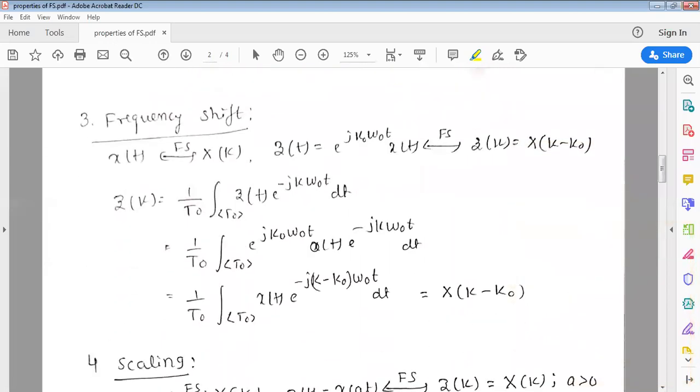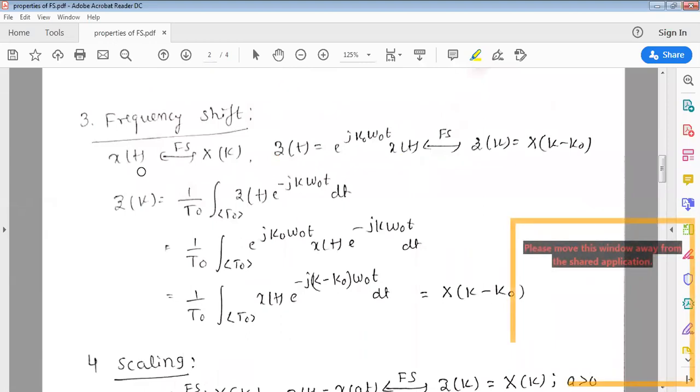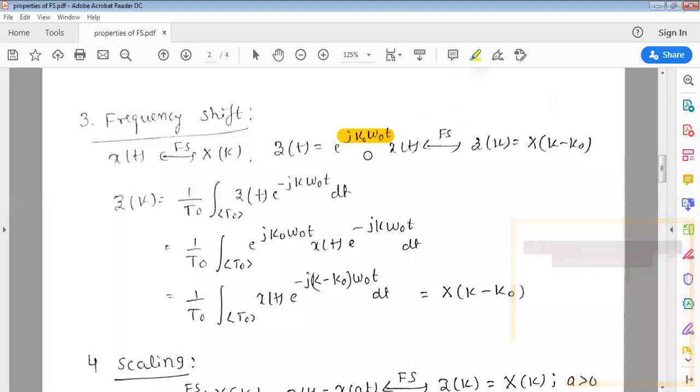Now look into one more property that is exclusive to this one, which is frequency shift. It is exactly the opposite of the previous property. If x of t transforms into x of k, then z of t is equal to e power jk naught omega naught t into x of t. For that, the Fourier series coefficient z of k is equal to x of k minus k naught. So it is exactly the other way around from the previous one.